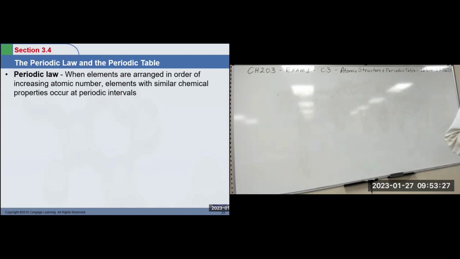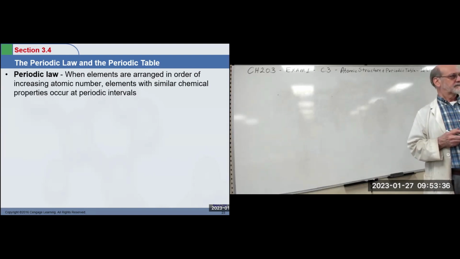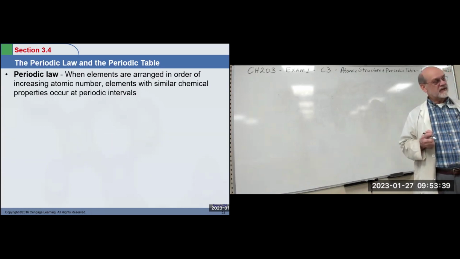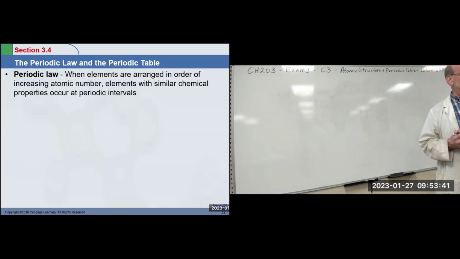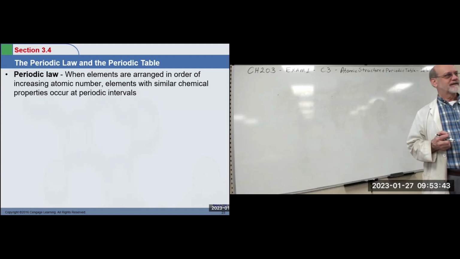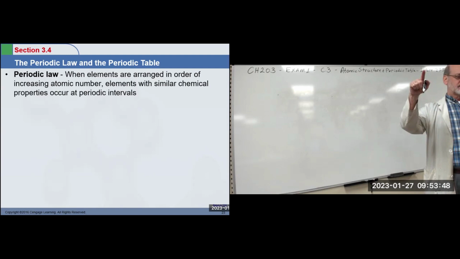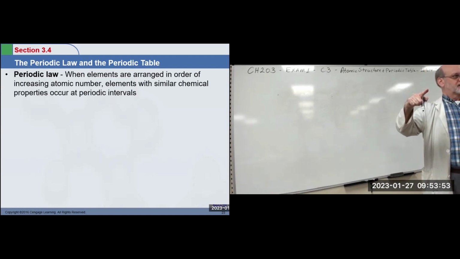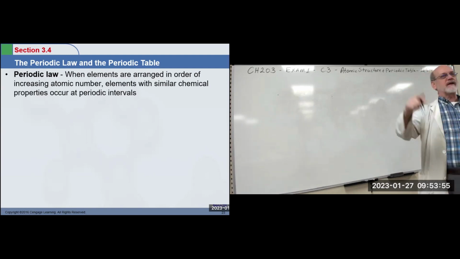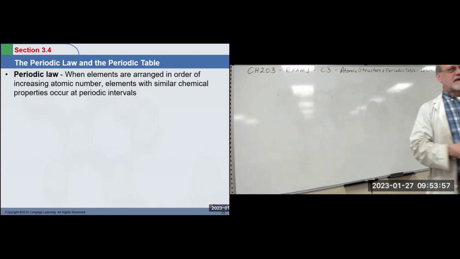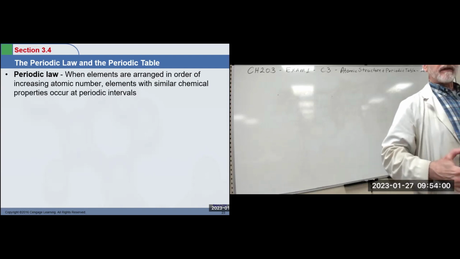You ever heard of periodic motion? Nobody's had physics? Okay. Periodic motion. Think of a pendulum clock. What does a pendulum in a clock do? Well, it moves, but it doesn't go anywhere, right? It just goes back and forth. And if it starts off here and goes back here and then back up to here, that's one period. Over that period, it comes down, it goes back to the same spot. So we can think of the periodic table in those terms.